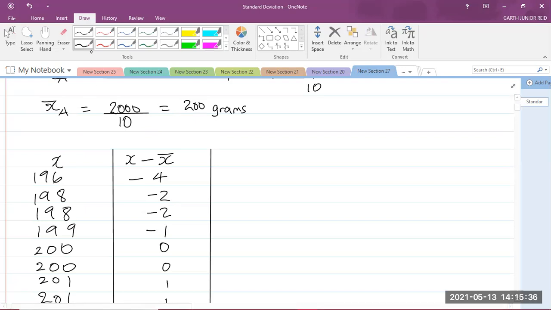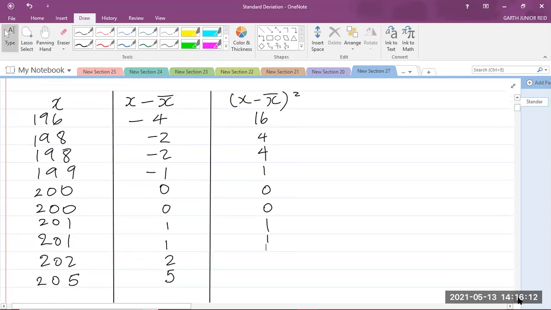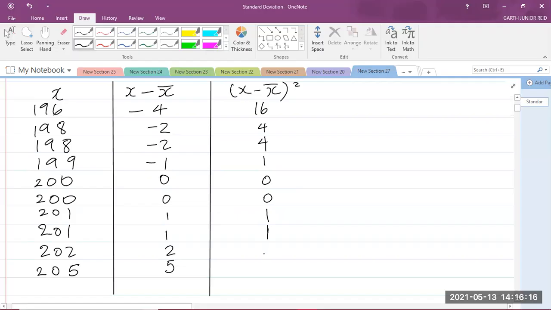Okay, good. And remember, in the formula, we also have X minus X bar squared. So X minus X bar all squared. Okay, so all I'm doing is just squaring the values here in the second column of the table. So that's -4 squared, which is 16. -2 squared, that's going to be 4. -2 squared again, 4. -1 squared, 1. 0 squared, 0. 0 squared again, 0. 1 squared, 1. 1 squared again, 1. All right, let's scroll down. All right, so that's 1. Then we're going to have 2 squared, which is 4, and 5 squared, 25. Okay, so those are my values in the table.